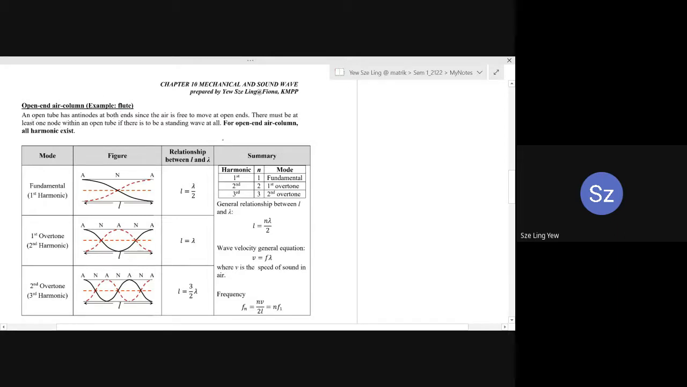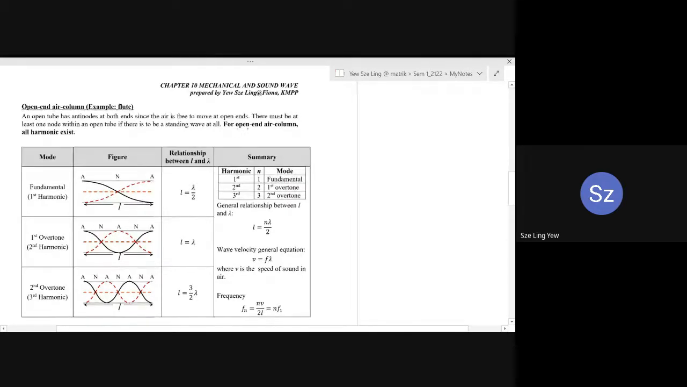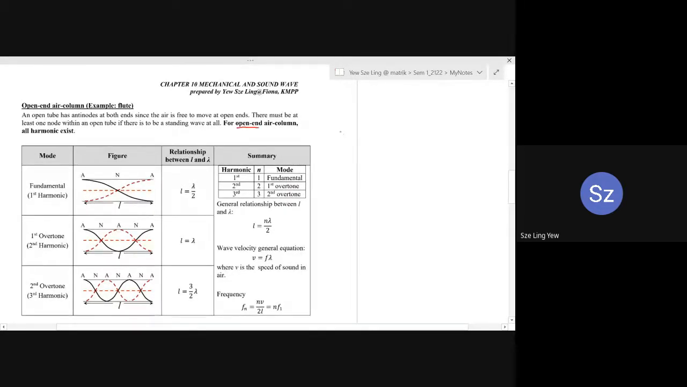So for air column, we are going to look at two different types. One is open end, open at both ends. If the question says open end, then it's open at both ends. If the question says closed end, that means one end is closed. So now when you have an open end air column, both ends must be antinode.